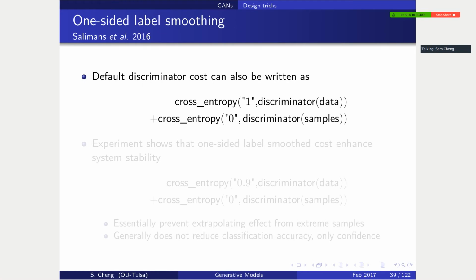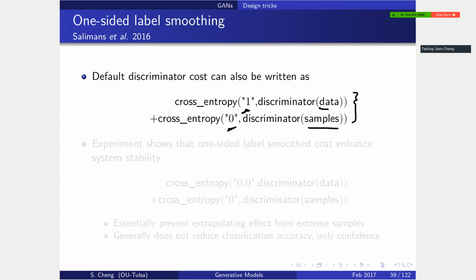Say in the original setup, the discriminator cost, we can write it something like this. If the data is genuine, then, of course, during training we know the data is genuine, so we say for sure that the discriminator should output 1. Otherwise, if the training data is from the generator, then the discriminator says for sure that it's a 0.